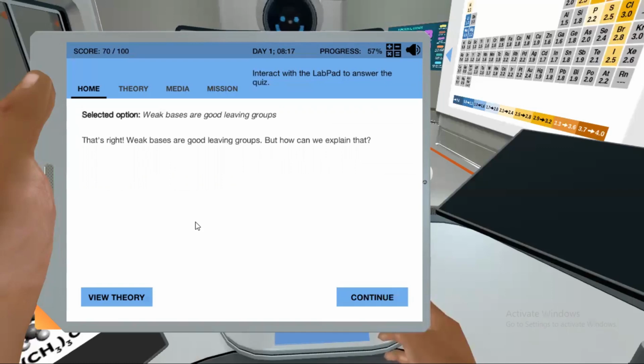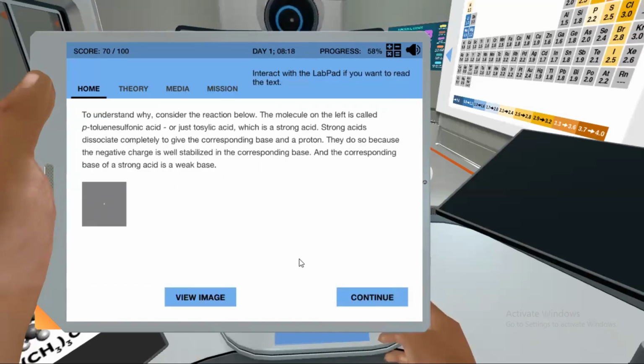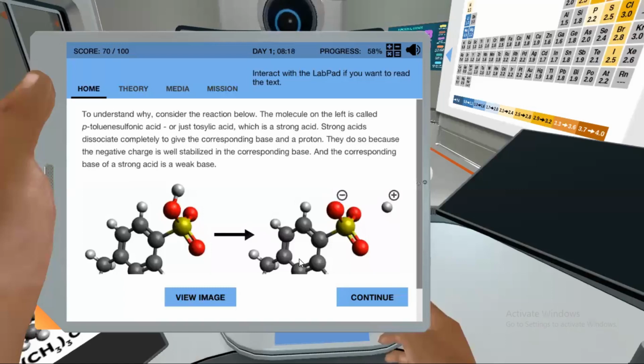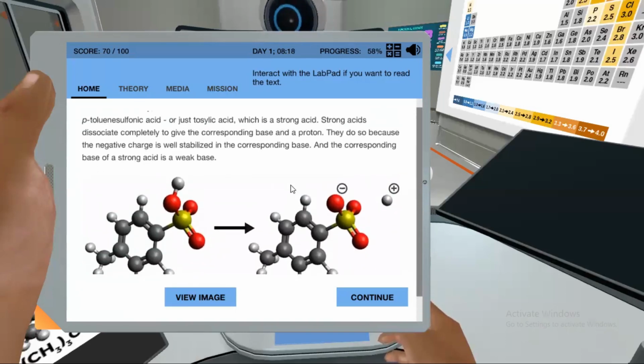That's right, weak bases are good leaving groups. But how can we explain that? To understand why, consider the reaction below. The molecule on the left is called p-toluene sulfonic acid, or just tosylic acid, which is a strong acid. Strong acids dissociate completely to give the corresponding base and a proton. They do so because the negative charge is well stabilized in the corresponding base. And the corresponding base of a strong acid is a weak base.